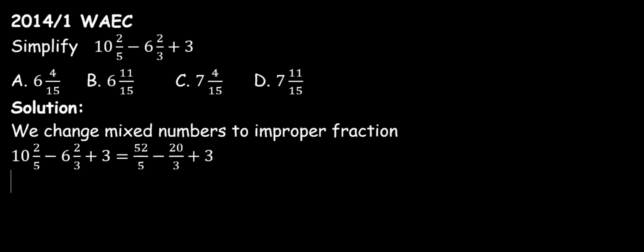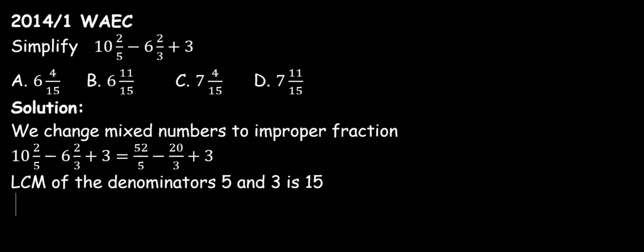How did that happen? In the first mixed number, 5 times 10 plus 2 gives you 52 over 5, that is there at the denominator. And in the second mixed number, 3 times 6 plus 2 gives you 20 over 3, that is there at the denominator, plus the 3 whole number that is already there before now. Next, we take the LCM of the denominators 5 and 3, which is 15.